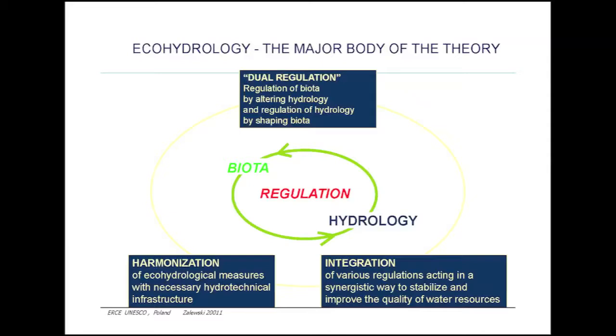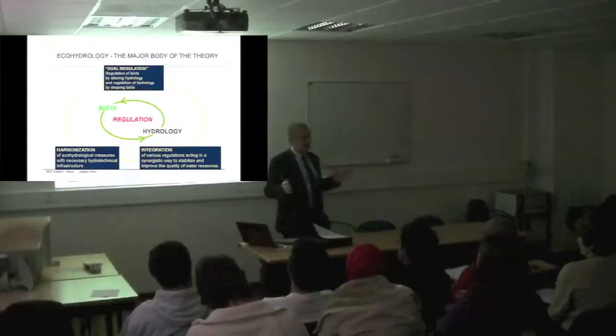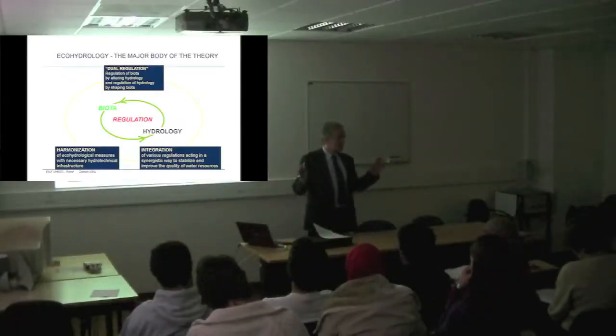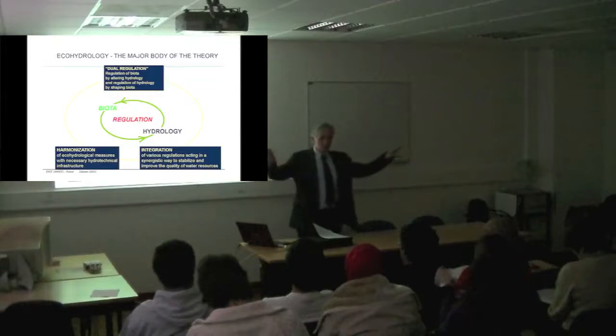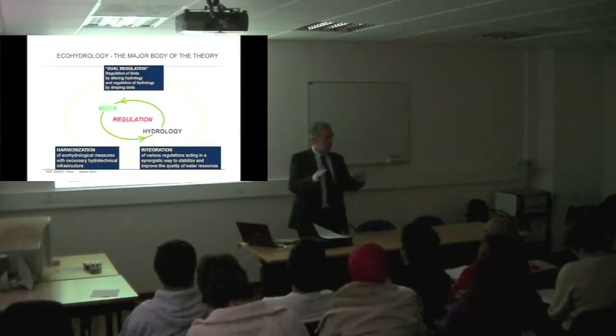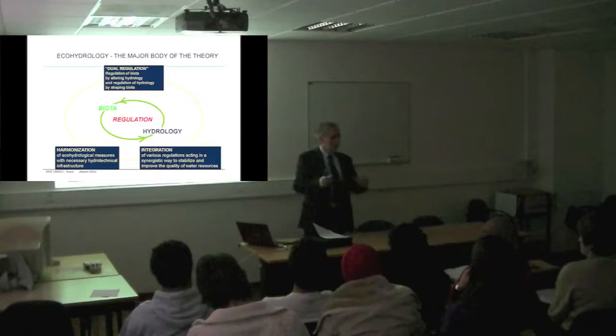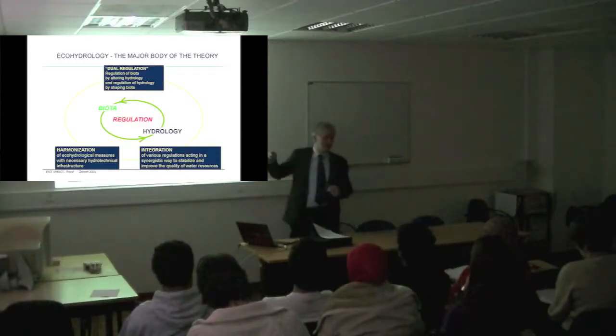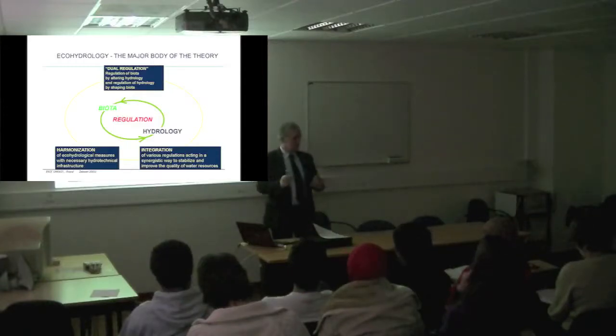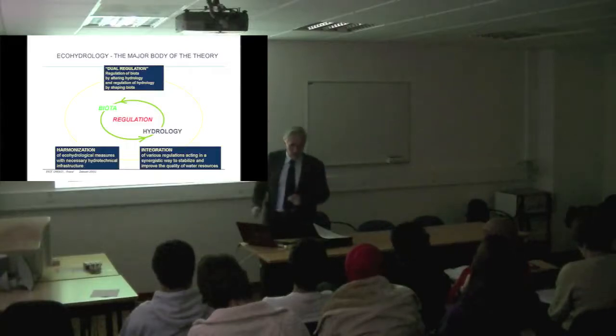Second element, harmonization. To regulate hydrology at basin scale in different elements of the landscape, we need to harmonize with hydrotechnical infrastructure. Let's not destroy the hydrotechnical infrastructure. Why? Because if we modify the landscape, we modify the cycle, and hydrotechnical infrastructure is very often necessary to compensate. Otherwise, the stochasticity will be too high, and there is no chance to regulate. Obviously, we must understand the dynamic processes and eventually harmonize with ecological performance at basin scale.